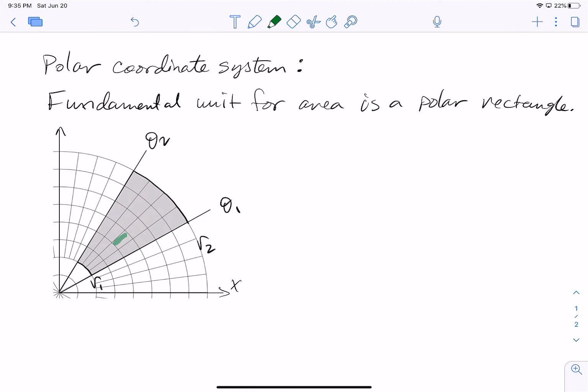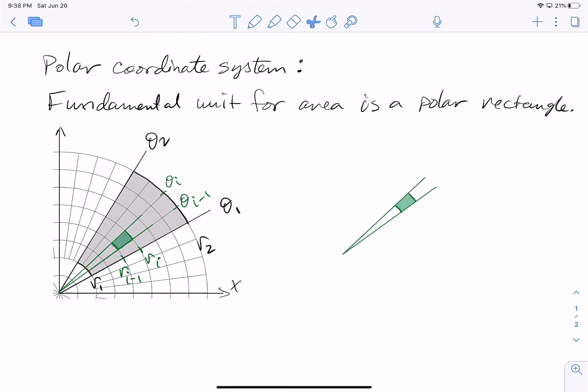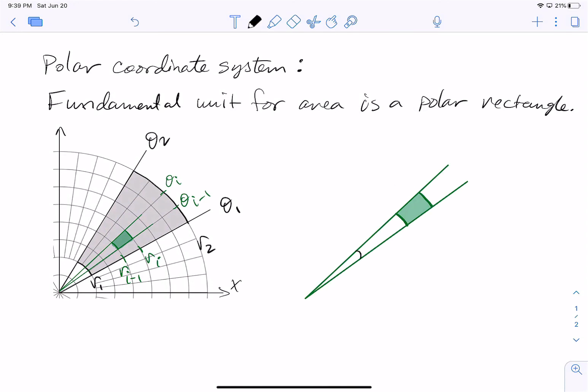Let's single out one polar rectangle inside of this polar rectangle. Let's call this the ith subinterval. So we're looking at r sub i minus 1 and r sub i as the r bounds for this rectangle, and theta sub i minus 1 and theta sub i as the theta bounds. Now let's focus just on this green one, and let's blow it up a bit so we can see it better. Let's say the angle here, which is given by theta sub i minus theta sub i minus 1, we're going to call delta theta. And then we're going to say we have a width here of delta r.